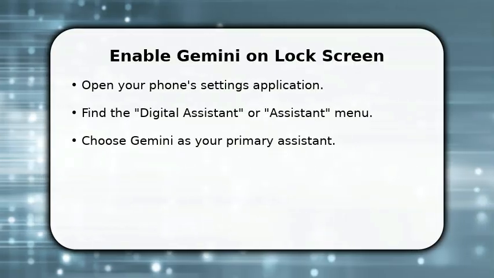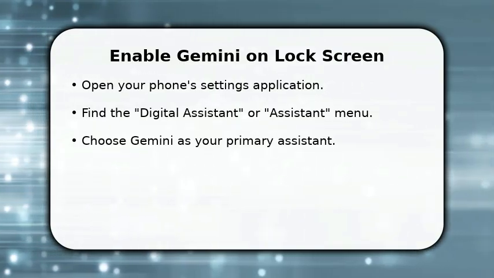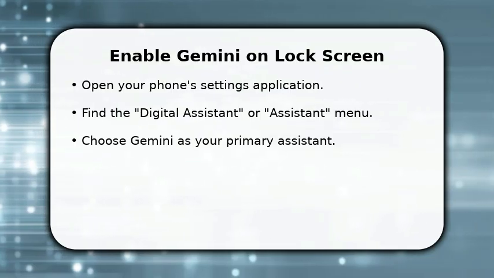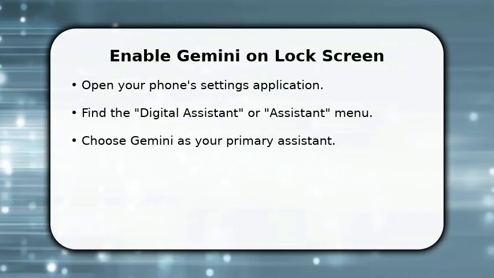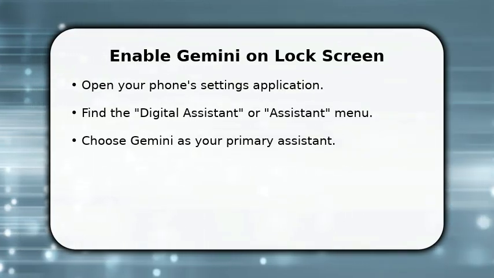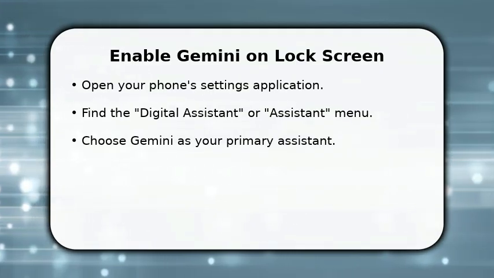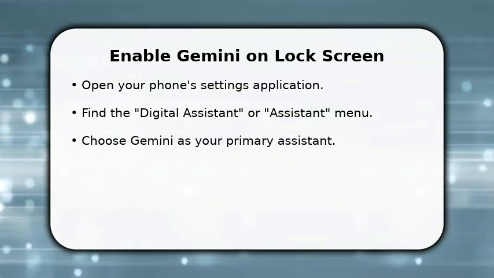In this video, I will explain how to use Gemini on your lock screen. First, open your phone's settings. Scroll down to find the Digital Assistant or Assistant section. Tap on it and select Gemini as your default assistant. Finally, make sure to enable the option that allows Gemini to be used directly from your lock screen.